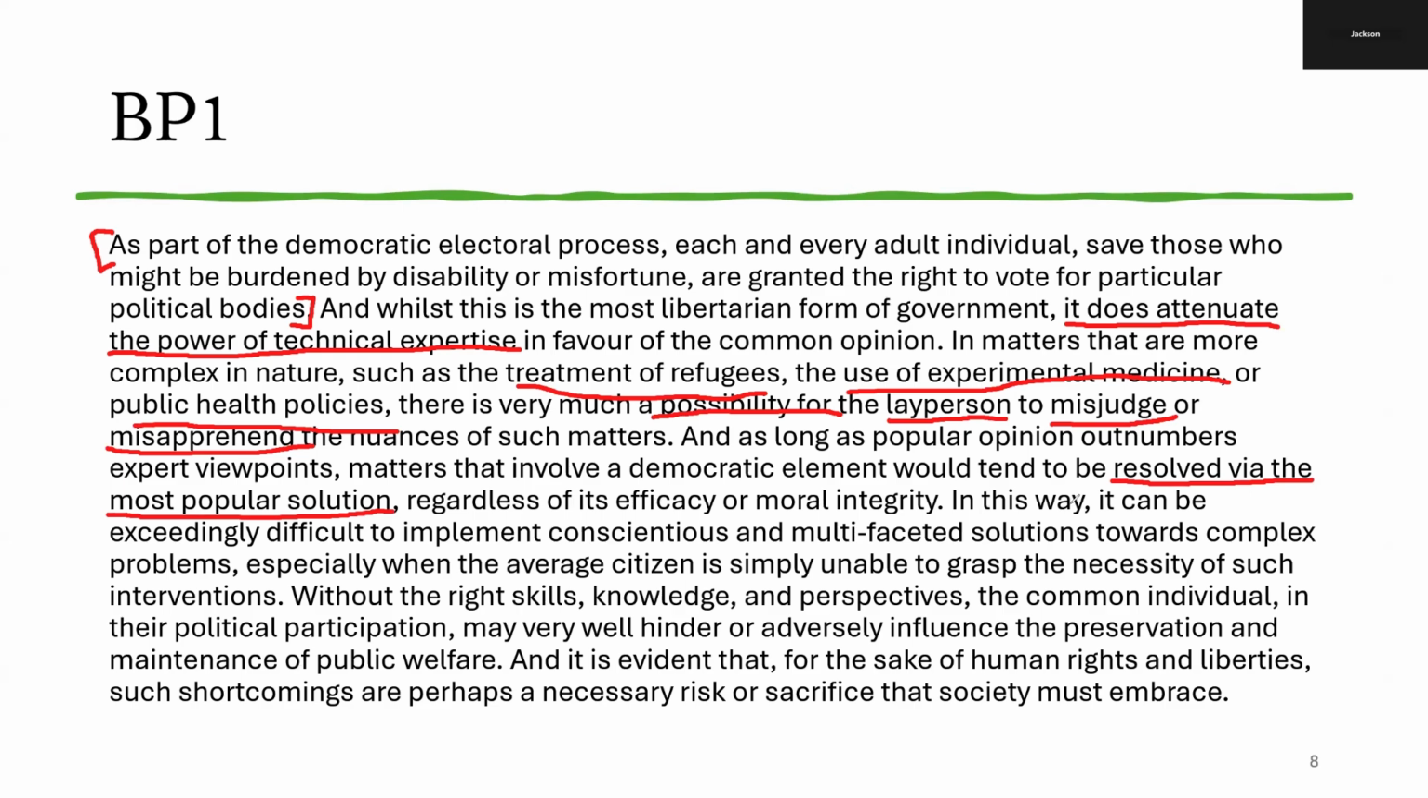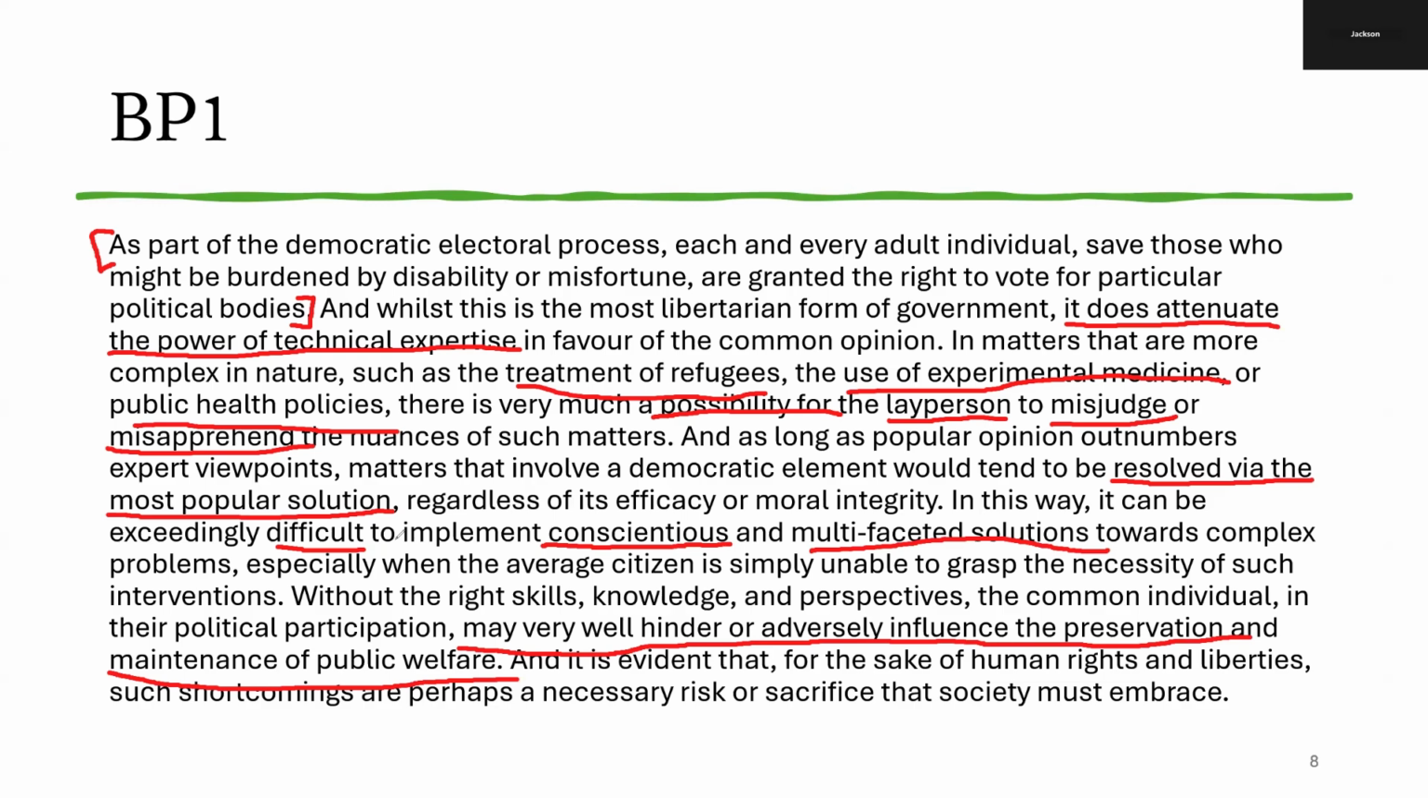And then once again, as we continue on this chain of logic, we see this idea that, well, what's the outcome of resolving things in the most popular way? Well, it might be more difficult to implement conscientious and multifaceted solutions. And then what happens then? We then may very well hinder or adversely influence the preservation and maintenance of public welfare. So you can see here what's happening. Every sentence describes a further consequence and outcome of the previous. That's what I mean by linear progression of explanation, because every sentence is connected to one another. And that's how you get this straight line of progression in logic that advances beyond just the topic sentence and does not repeat itself.